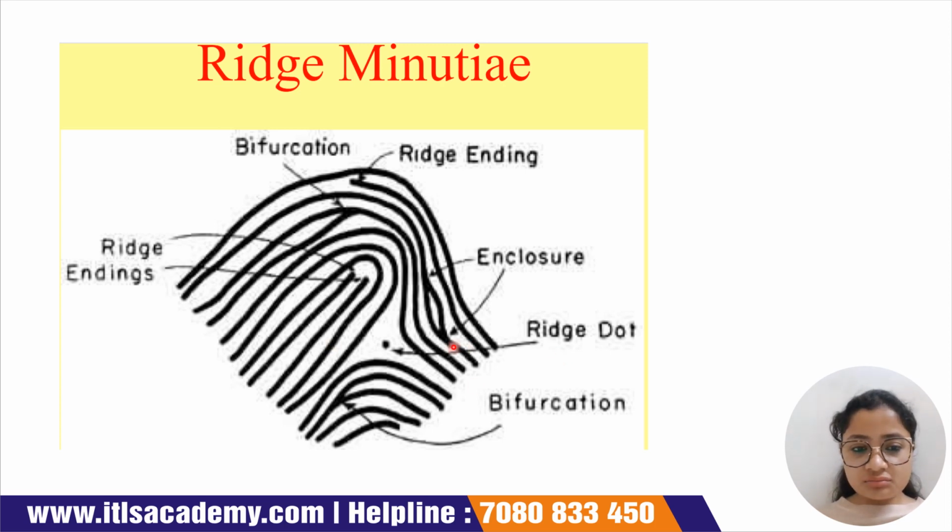This is a dot type of a ridge. This is an ending type of a ridge. These are also endings. These are somewhat eye. These are bifurcation. Okay, so inside a ridge minutiae, we can again find different types of minutiae.